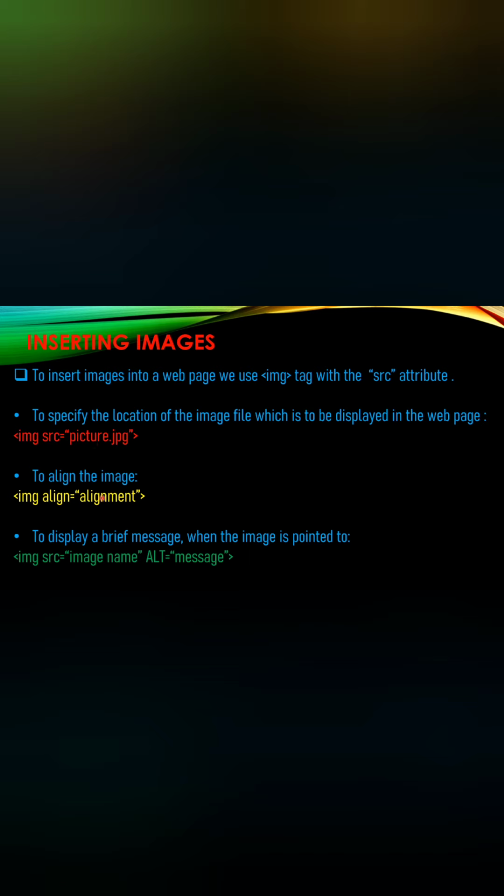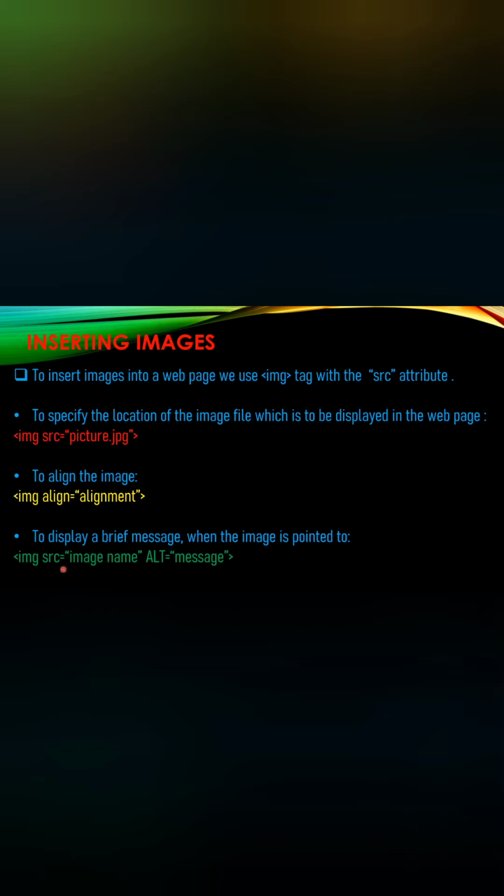Next, to align the image. Now, if you want to align your image at the center or right or left of the paragraph, then you have to use this syntax. That is, you have to open the img tag, then align equal to alignment. In this alignment area, you have to enter here right or left or center. Okay, so that your image will be displayed on the right or left or center of your web page. Okay. Next, to display a brief message when the image is pointed to.